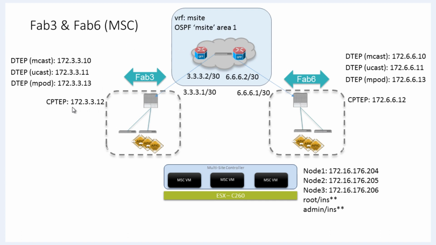The last and the lowest common denominator here is our control plane TEP, and this will be assigned for each spine in a site that's connected to the IPN. So I only have a single spine plugged into my IPN, therefore I only need a single control plane TEP assigned. I've mirrored my config on both sides. I've just changed the middle octet to signify the site. So this is site 3 and this is going to be site 6. So I kept it very simple. It really helps with troubleshooting if you're consistent with your IP addressing system.